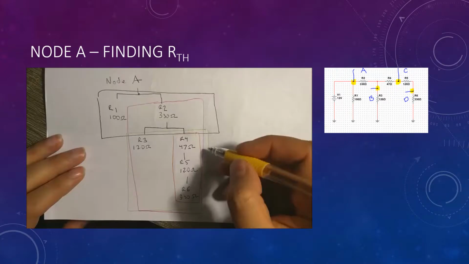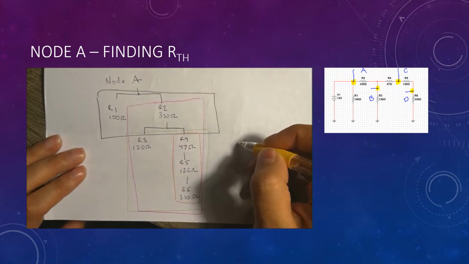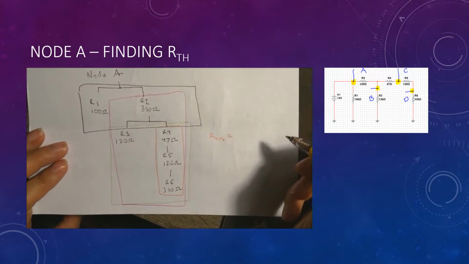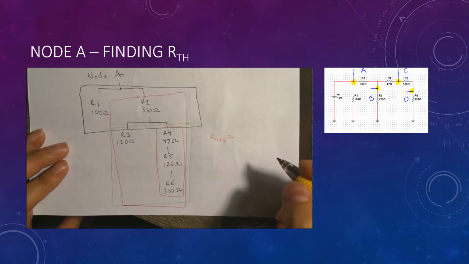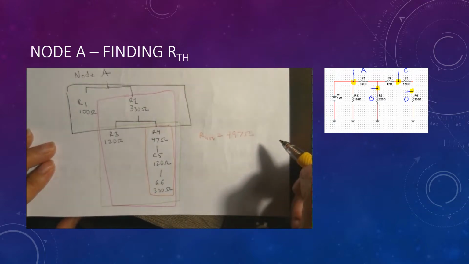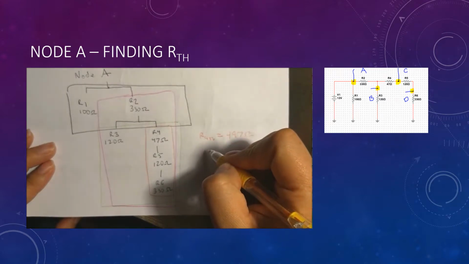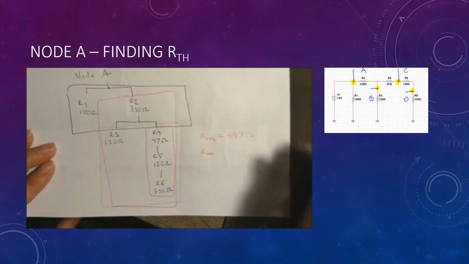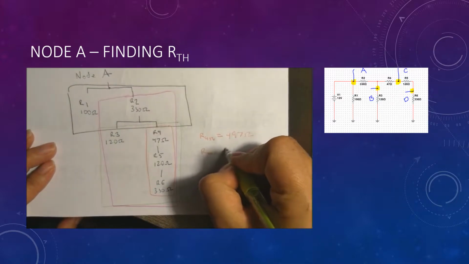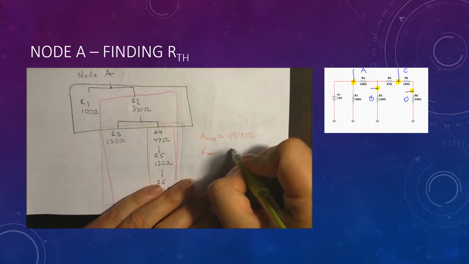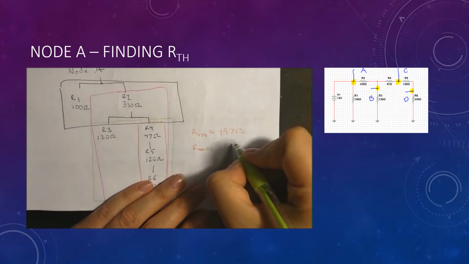So in finding node A, the Thevenin resistance, we will solve series R4, R5, and R6, which is adding all of the resistances, giving us a total of 497 ohms. We will then take that answer and solve with R3 in parallel, resulting in approximately 96.66 ohms.